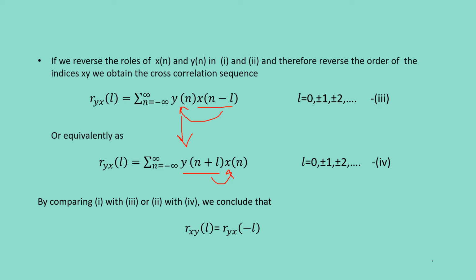By comparing equations 1 and 2 in the previous slides and 3 and 4 in the present slide, we obtain Rxy of L equals Ryx of minus L. It means that putting L equals minus L in either of the equations 3 and 4, we obtain equations 1 and 2, that is Rxy of L.